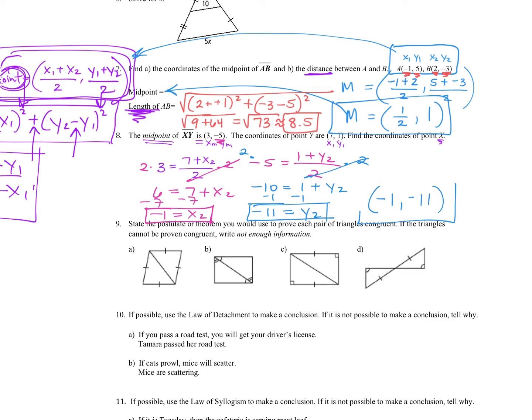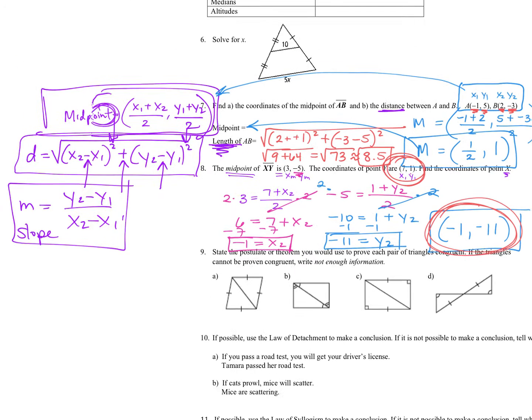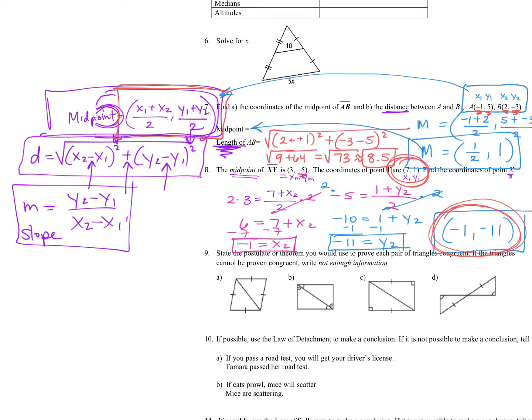Do you know how you could check your answer on the endpoint problems? You have 2 endpoints now, right? You have 7, 1, and you have negative 1, negative 11. If you plug those into the midpoint formula, what should you get as your answer? 3, negative 5, right? You should get the same midpoint that you started with. If you don't, something isn't right.